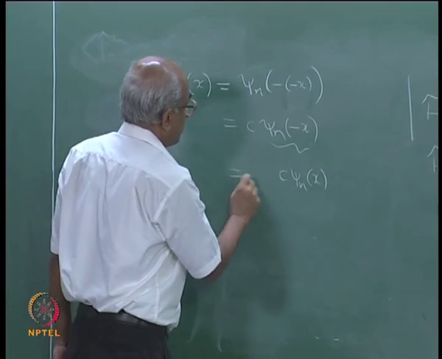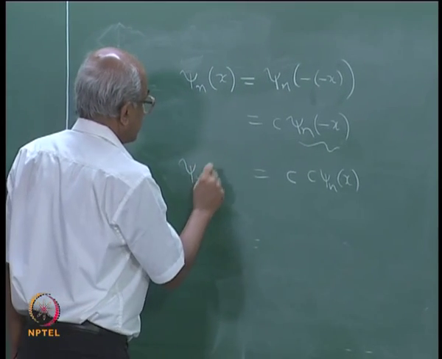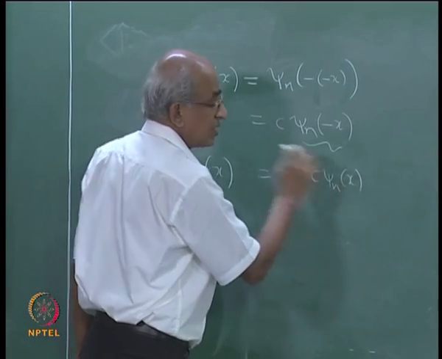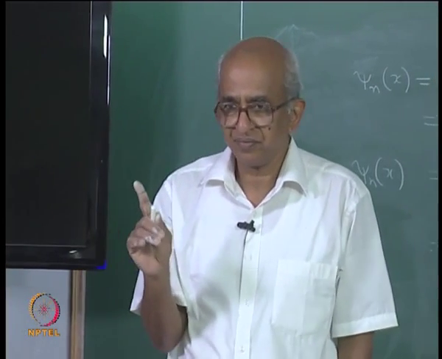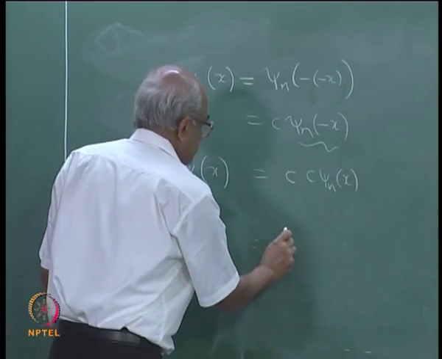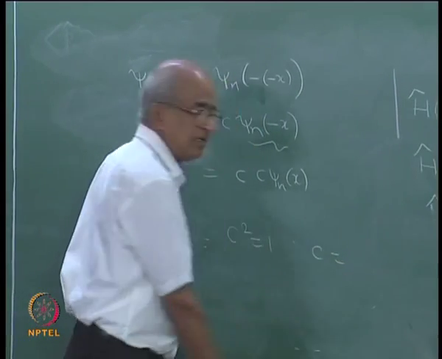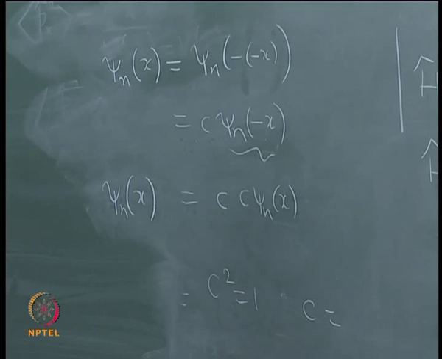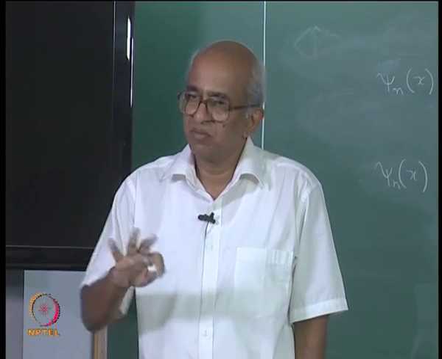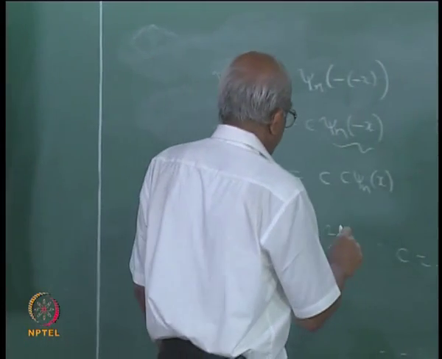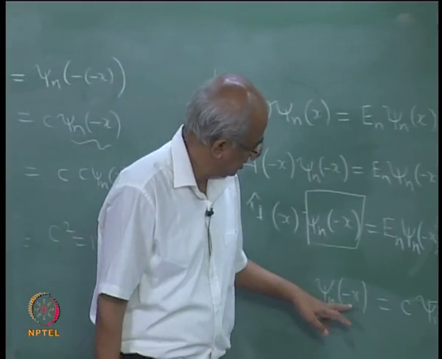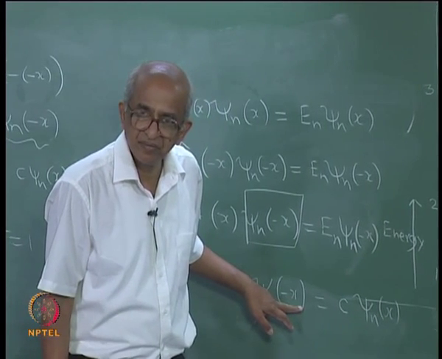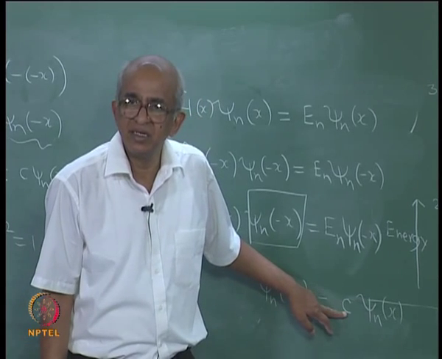So, effectively what happens, I will have two c's, and therefore, psi n of x actually is equal to c squared into psi n of x. This implies that c square must be equal to unity, right. So, c square must be equal to unity, which implies that c must be, if c square is equal to plus 1, then c can be either plus 1 or minus 1, right. So, we have rigorously proved that when I put minus x here, my original function gets multiplied by c.